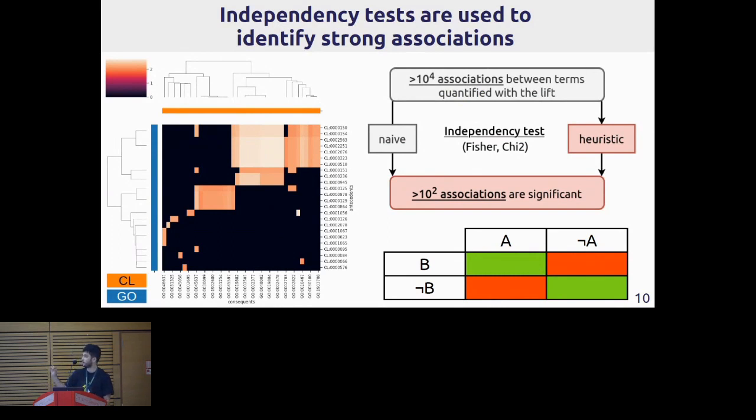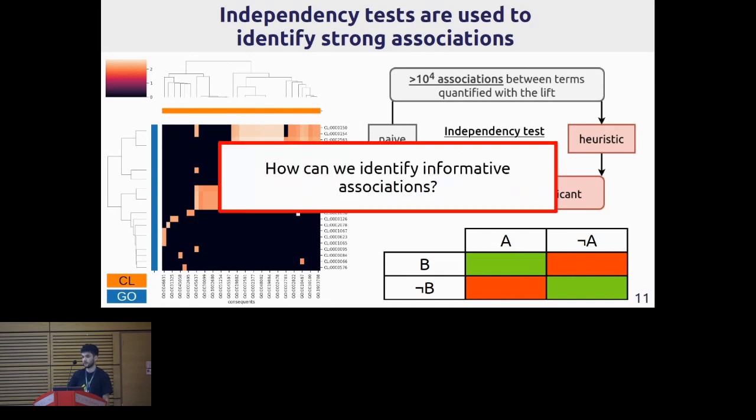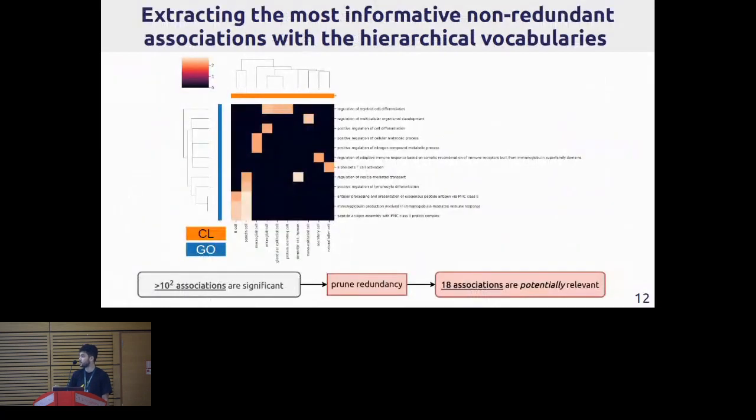Okay, so with that in mind, we end up with more than 100 associations, and we want to further filter them to identify the most informative ones. Here, the idea is really naive. We simply use the hierarchical relationships of the different ontologies we use to prune the redundant associations. So basically, if we have an association between T cell and immune response, and another one between biological process and cell type, obviously we will keep the former one because it's more informative.